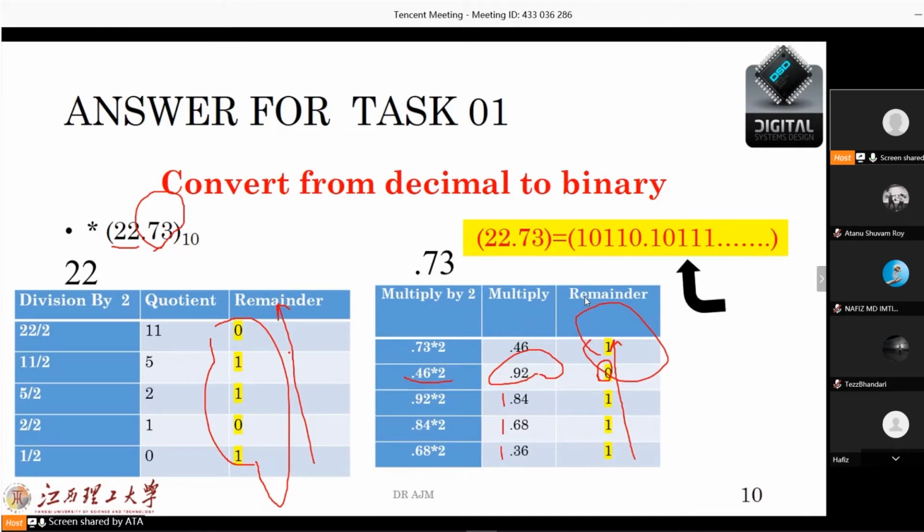Wait. For the float part, we will start from up to down. For the integer part, we will start from down to up. Okay, see. This is my first one here.